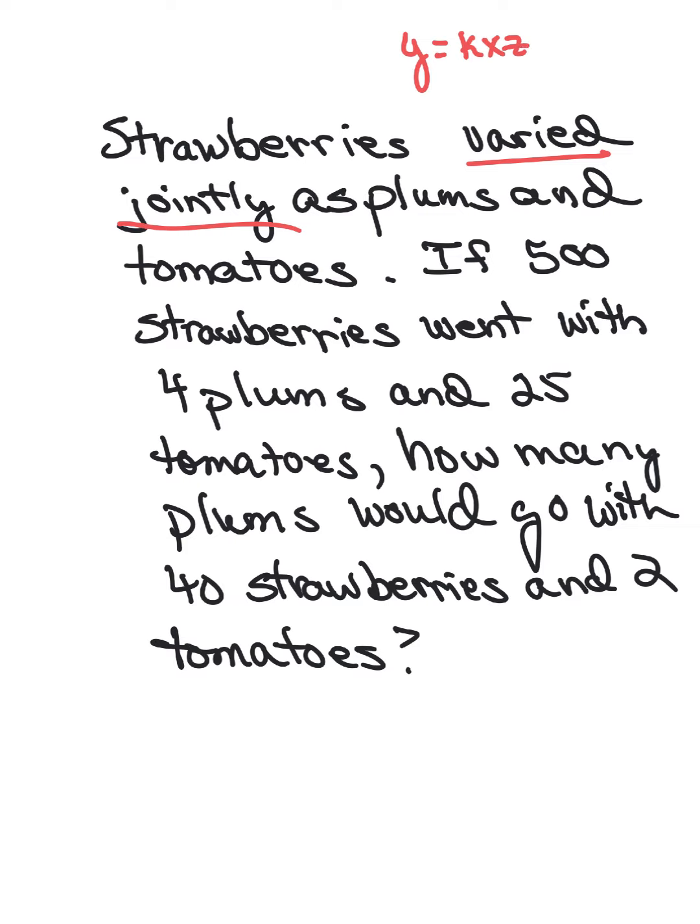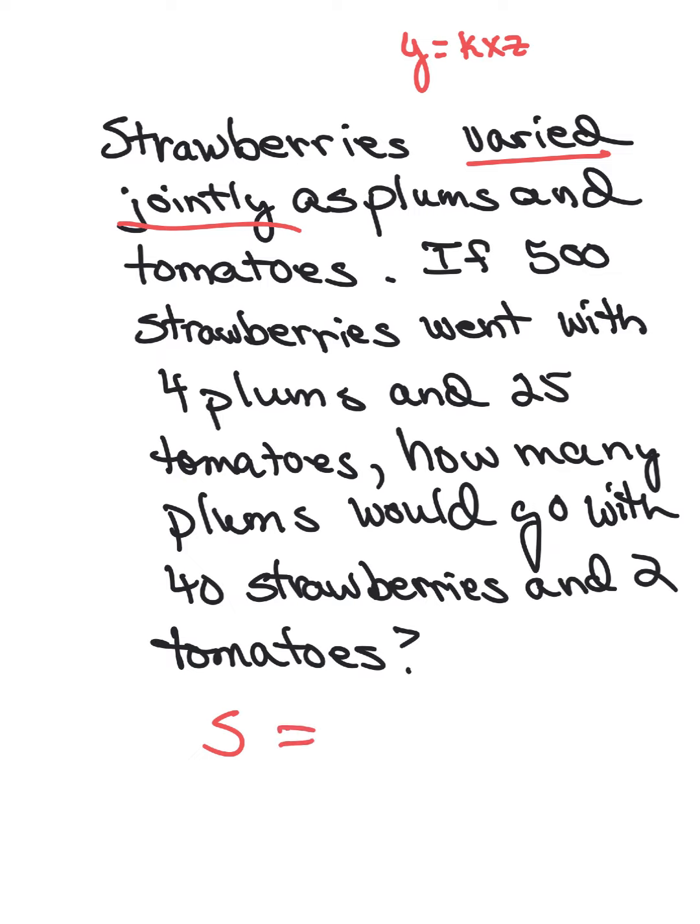But your first step, once you have varied jointly underlined, is to write your equation. The varied jointly represents the equal sign in the equation. So I'm going to look at what's in front of varies jointly. That is strawberries. So I'm going to let S represent strawberries. Varied jointly is going to be my equal sign.